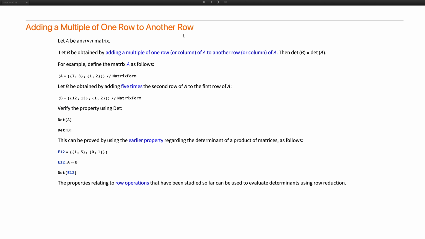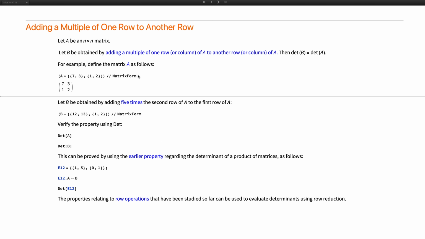Okay, so now if you take a matrix A and you obtain B by adding a multiple of one row or column of A to another column or row of A, then the determinant is not changed. So for example, here's a matrix A. You obtain the matrix B by adding 5 times the second row of A to the first row of A.